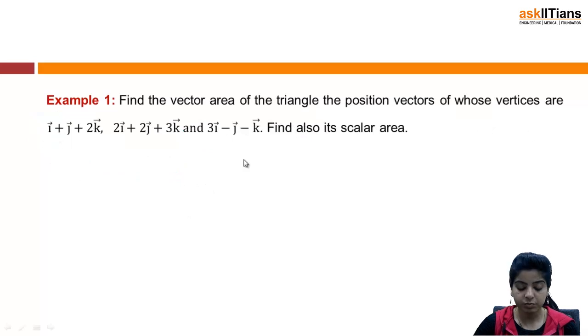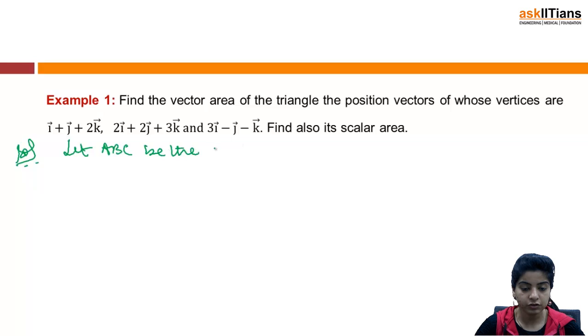Okay, now we have a question based on this. Now you will be able to understand the concept easily. Find the vector area of the triangle, the position vectors of whose vertices are i plus j plus 2k, 2i plus 2j plus 3k and 3i minus j minus k. Find also its scalar area. So, let us assume that ABC be the triangle first of all.